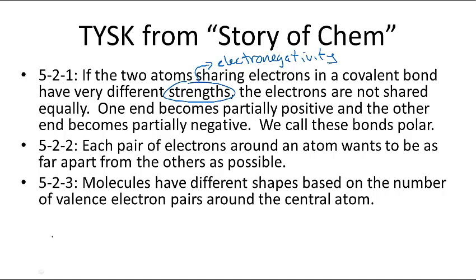All right. The electrons are not shared equally if they have different electronegativities. So one end becomes partially positive and the other end becomes partially negative. We call these bonds polar. Now this probably is something that rings a bell.